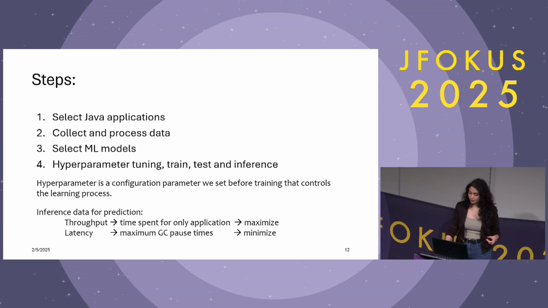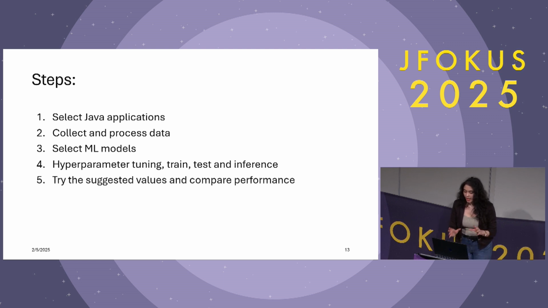And for latency, we aim to minimize the maximum pause times per window. So we kept the values exceeding a certain threshold to help models predict values that minimize overall pause times. And finally, as the last step, we set the flags to the predicted values and make a comparison between this run and the run where we did not use those flags.